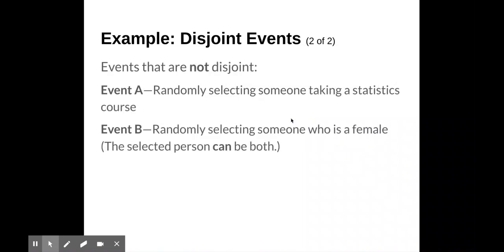And not disjoint, if we read this one here, randomly selecting someone that's taking a statistics course, randomly selecting someone who is female. I can guarantee you there are females taking this course, even though you do not see them because you are at home, unless you are a female, in which case you can see yourself. So there are females that are taking this course, so there is an overlap. So these are not disjoint events or mutually exclusive events.